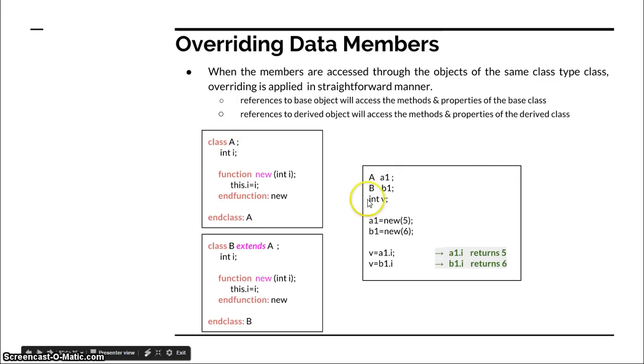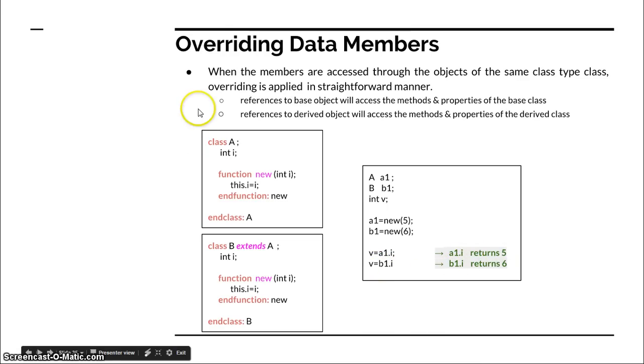Now in the program, consider you are defining two objects like A a1 and B b1, and another integer variable b. You are creating a1 as a1 is equal to new A(5). Thus you are passing an argument 5 to this new function of the object a1. Thus a1.i will be equal to 5. In the same way b1 is created by passing an argument 6. Thus if you access b1.i, it will be equal to 6. And if you are assigning a is equal to a1.i, a1.i will return 5, and if you are assigning b is equal to b1.i, then b1.i will return 6.